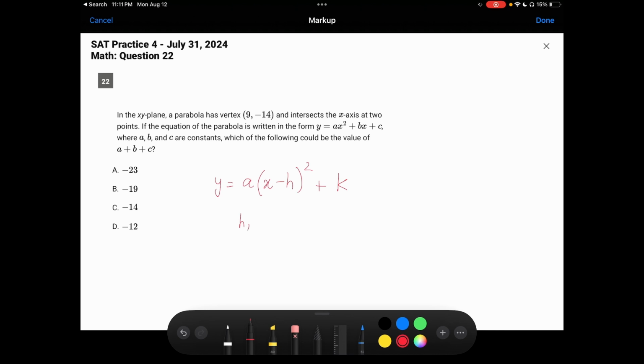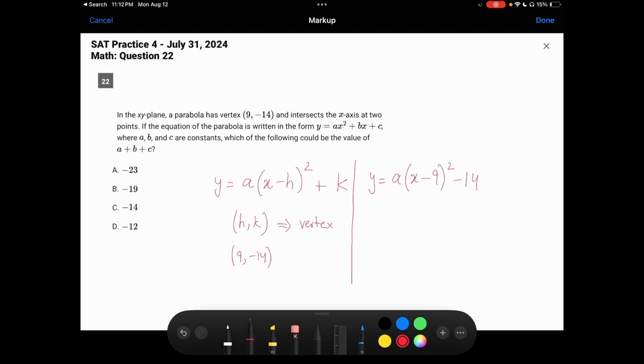Now h, k are the coordinates of the vertex. In this case, the coordinates of the vertex are (9, -14). Let's try plugging that in. When we plug that in, we get y = a(x - 9)² - 14.